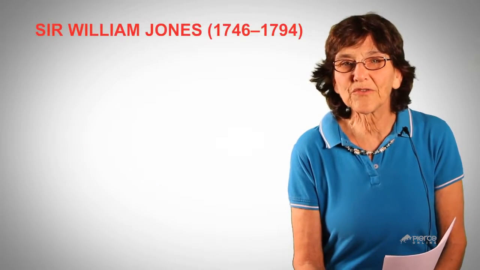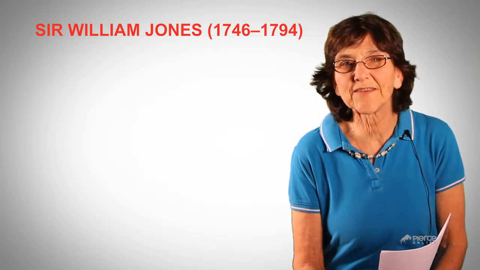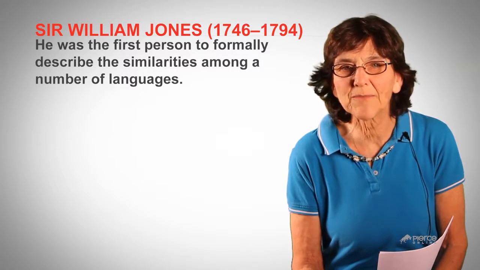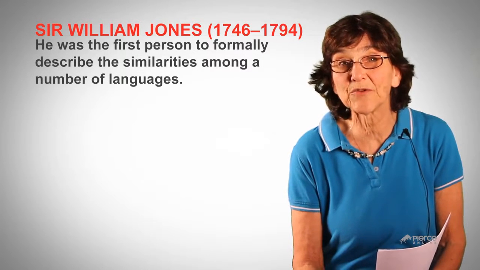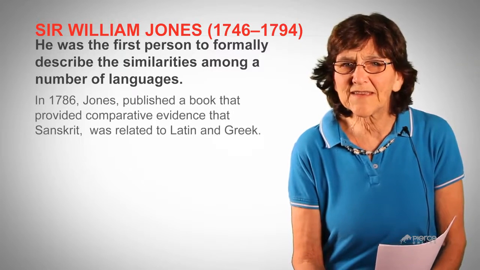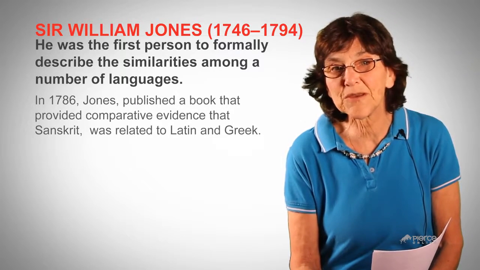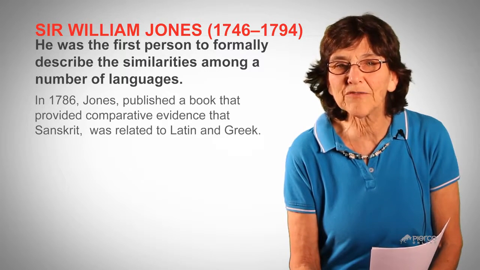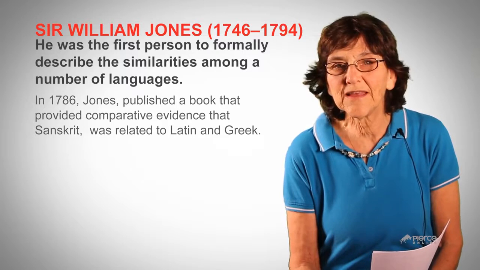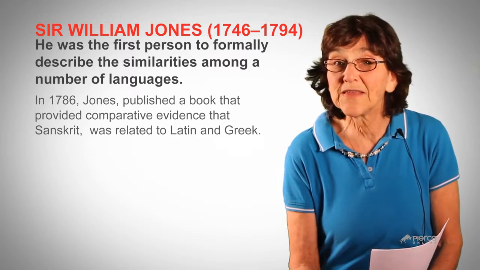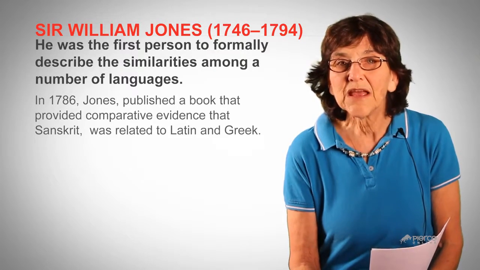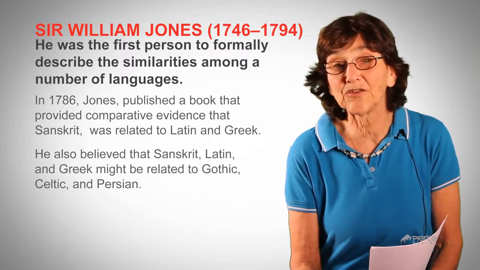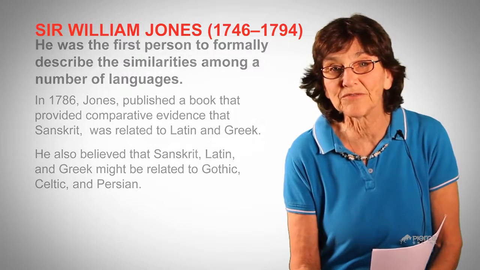Sir William Jones, who lived from 1746 to 1794, was the first person to formally describe the similarities among a number of languages. In 1786, Jones, a British Supreme Court judge in India, published a book that provided comparative evidence that Sanskrit, an ancient language of India, was related to Latin and Greek. He also believed that Sanskrit, Latin, and Greek might be related to Gothic, Celtic, and Persian.